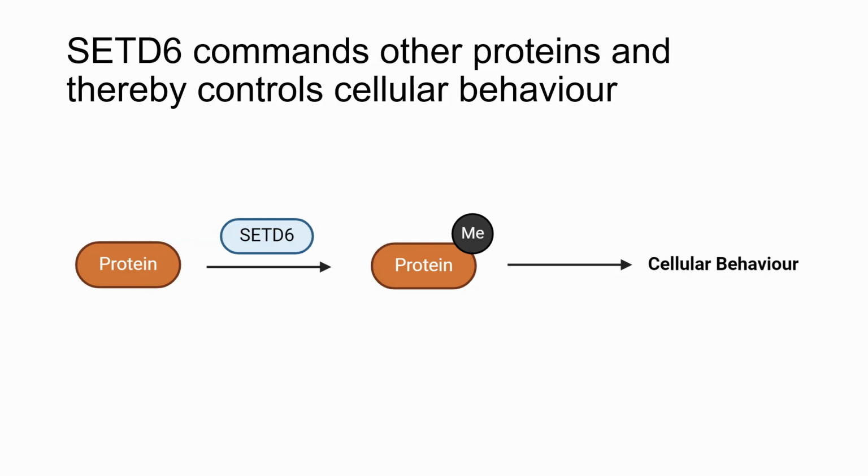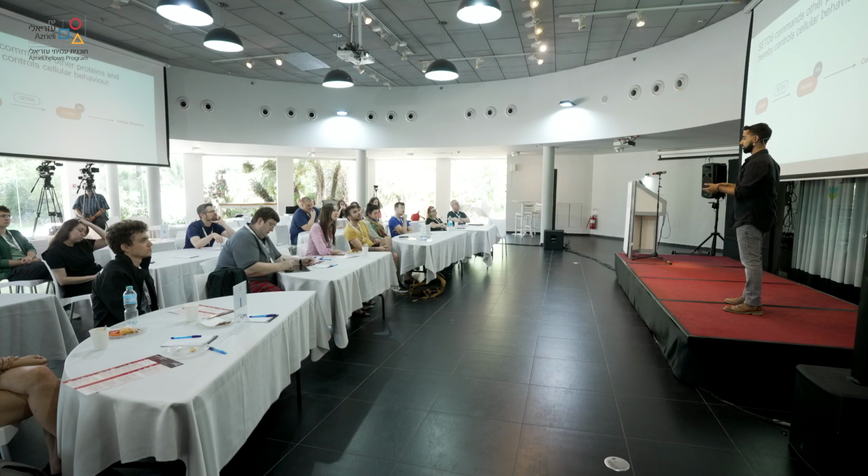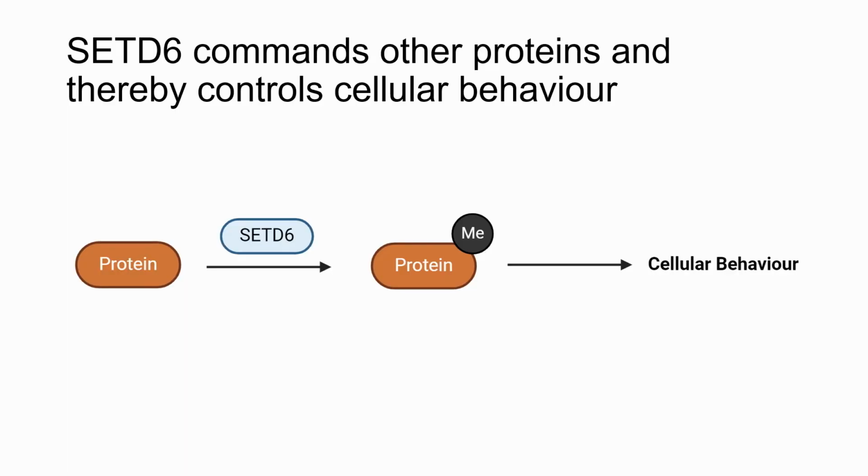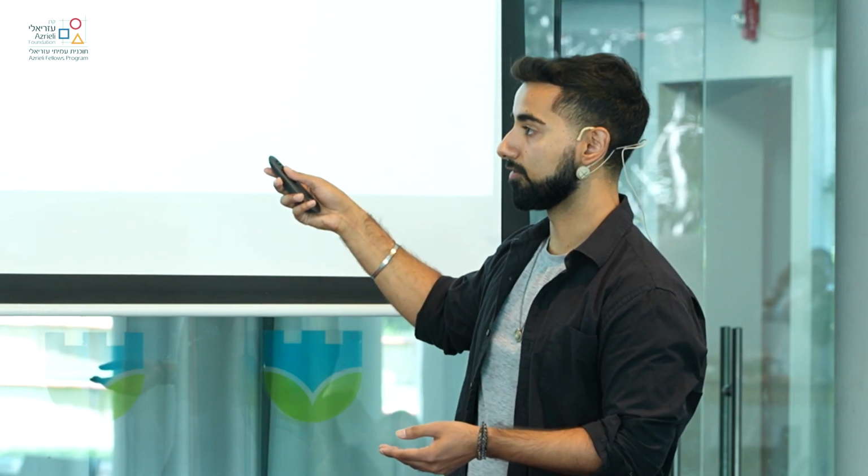So how can we define the role of SETD6 in a larger scheme? We can say that SETD6 is a commander of other proteins. So for example, SETD6 will modify a protein, shown here in orange, by adding a methyl group. And this methyl group is akin to being passed out a note with specific instructions for this protein to execute its job. So the methyl group will thereby change the function of the protein and then affect relevant cell biological processes.